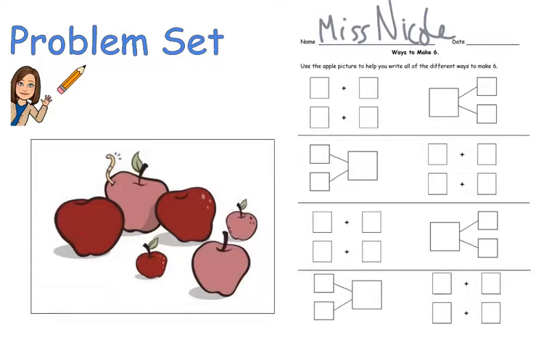Alrighty, so I want you to take a look at this apple picture. In your workbook, it is on page 23, this picture. Oops, sorry. So if you have a grown-up that can help you take the page out, that's fine. But if not, you can use my picture. So I want you to take a look at this apple picture. Can you count how many apples there are all together?